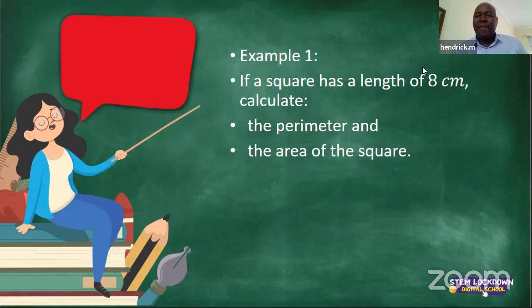If a square has a length of 8 centimeters, calculate now the perimeter. Now we have a square and the length of that square is 8 centimeters. I want you to calculate now the perimeter of the square as well as the area of the square. Is there anyone who wants to try?